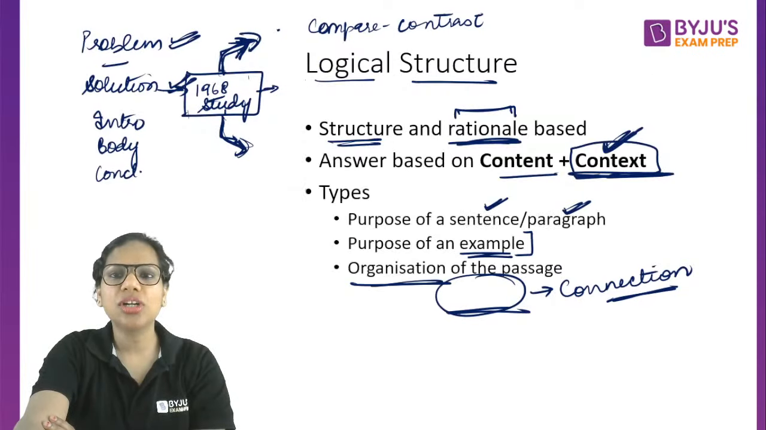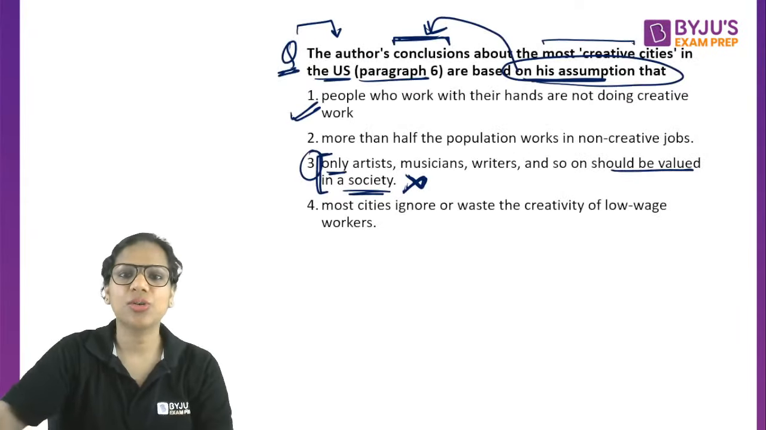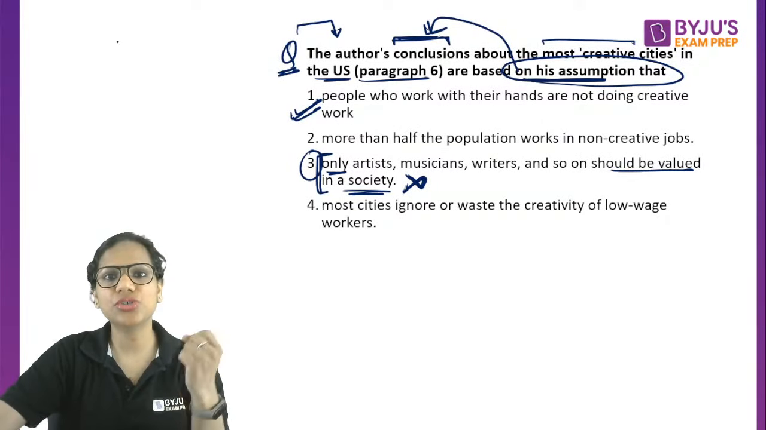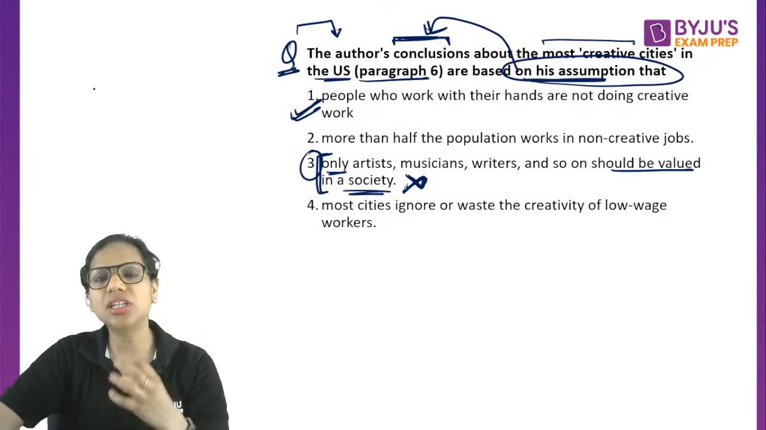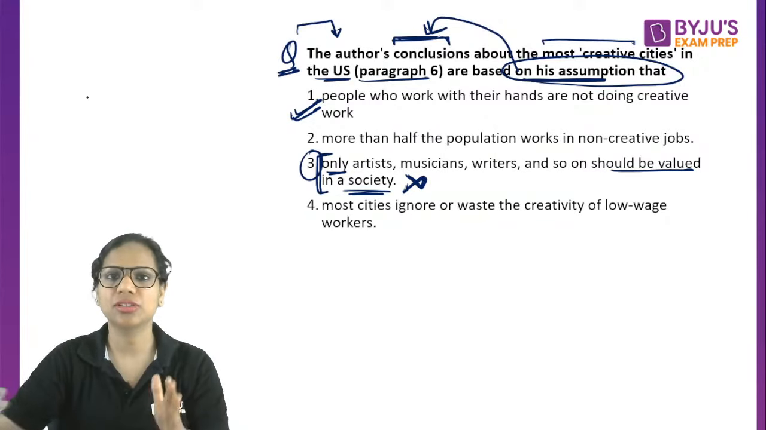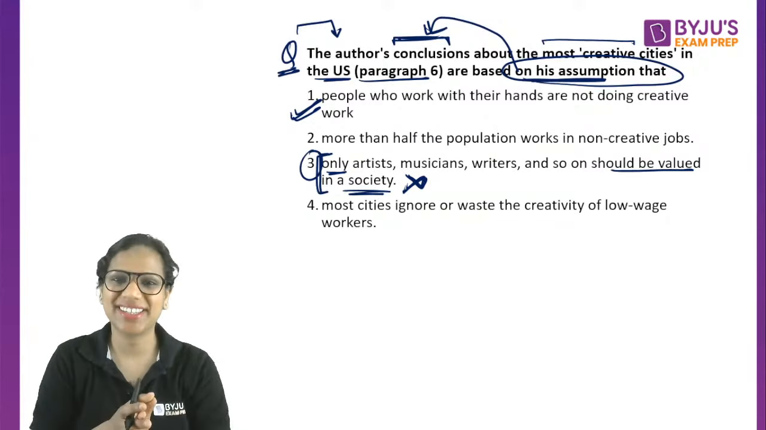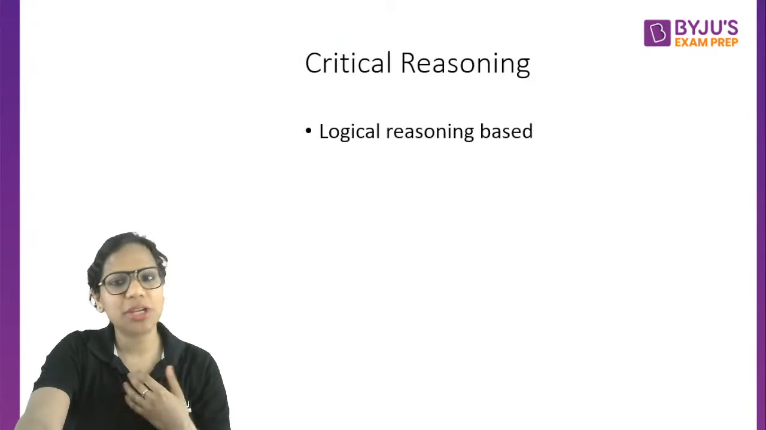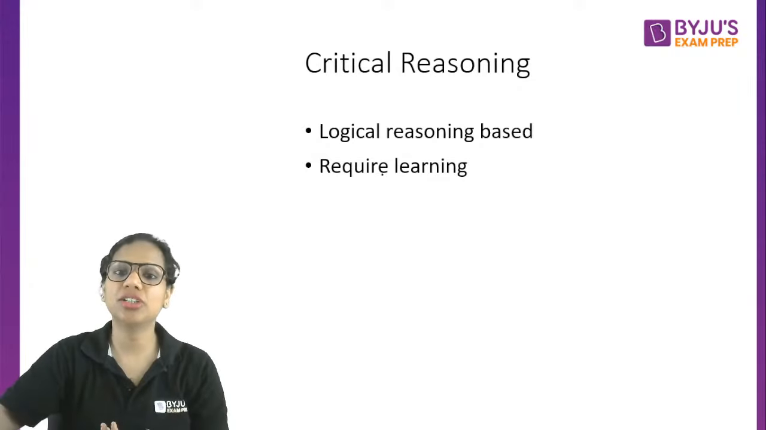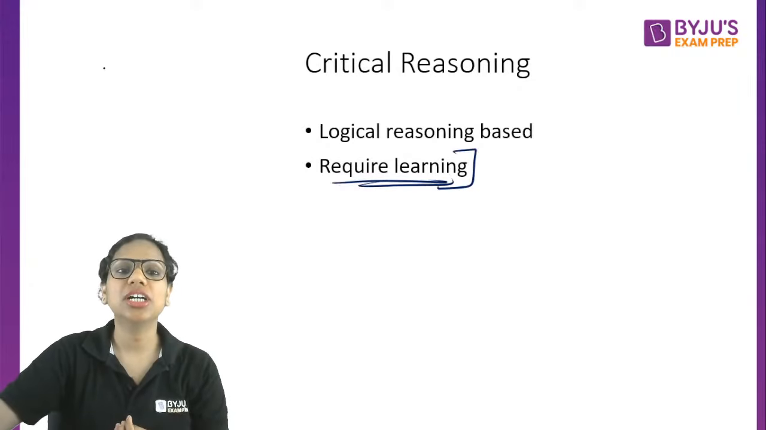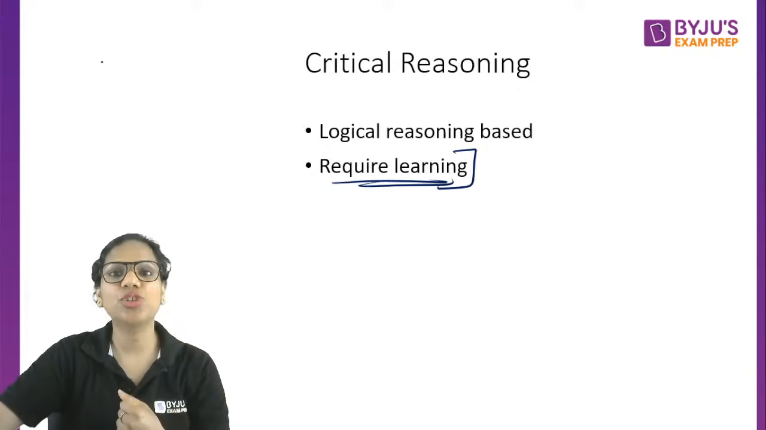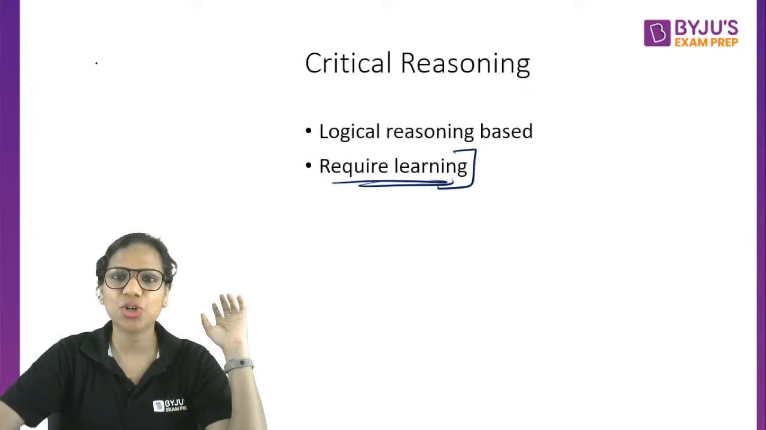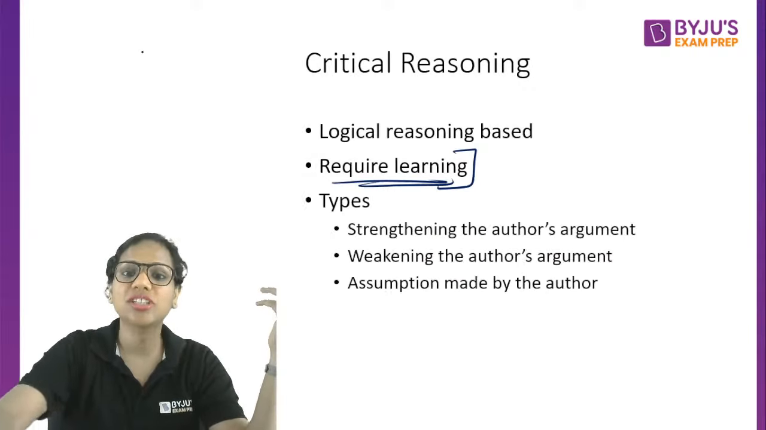So these are called critical reasoning based questions. This question right here before you is a critical reasoning question. It requires you to really understand the reasoning behind the author's argument. What did the author think before saying what he said? And there is a learning curve to these questions. They are based on logical reasoning. They do require learning of how to actually derive the author's assumptions, how to understand what the author must be thinking before making a certain statement or argument, how to strengthen the author's argument.